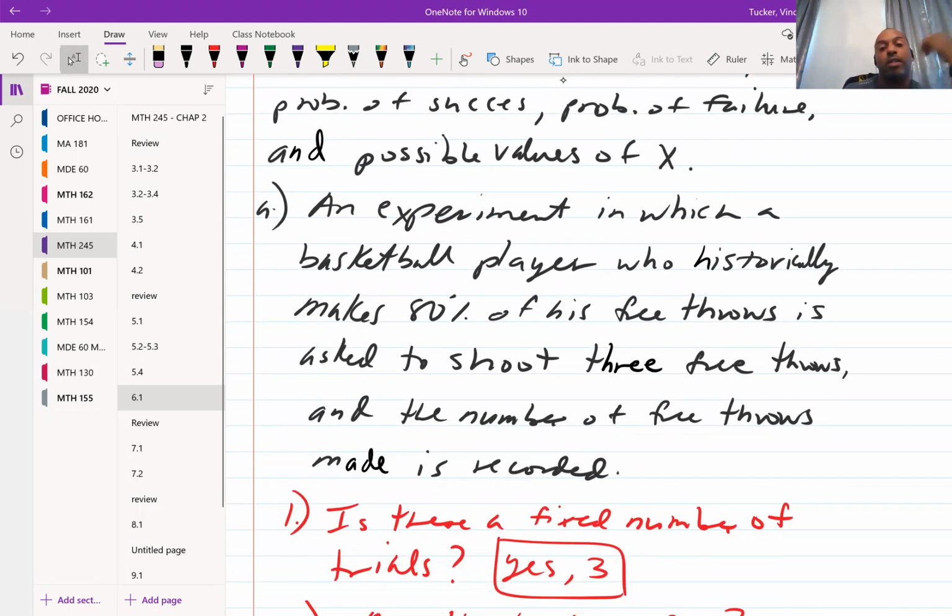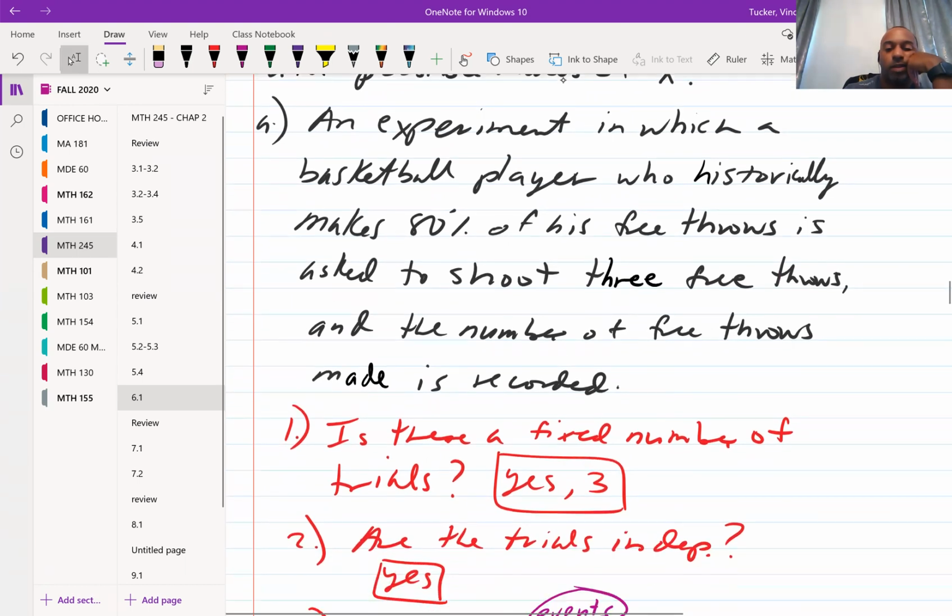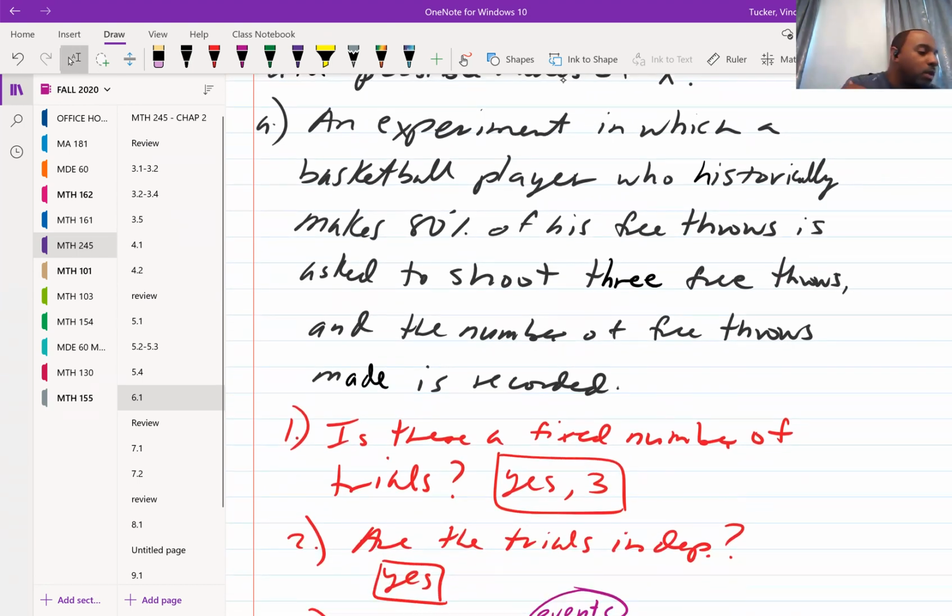The answer is yes, because it says an experiment in which a basketball player shoots 3 free throws. So that's the number of trials. Second one, are the trials independent? The answer is yes.